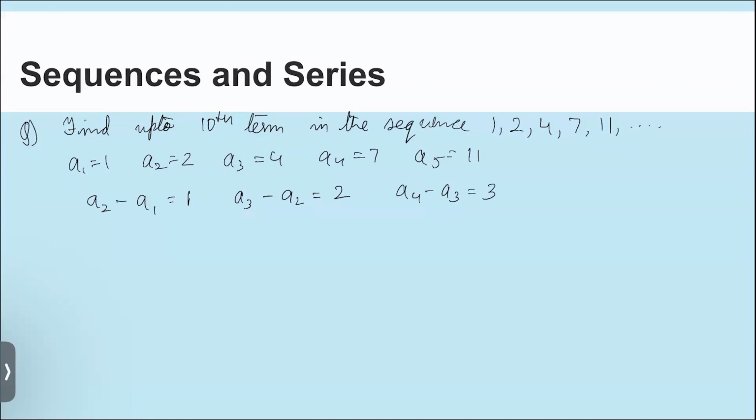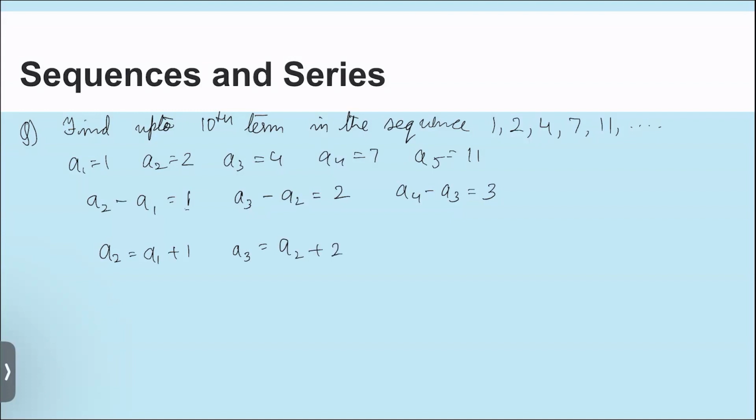So you can observe that your A2 is actually A1 plus 1. Okay, because your difference, suppose we write it in that form also. Okay, and your A3, which is 4, actually becomes A2, which is 2, and then plus 2.